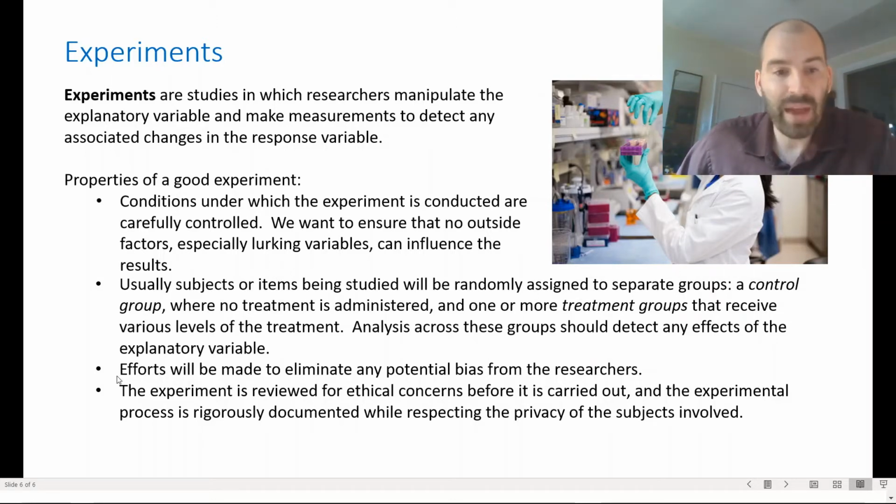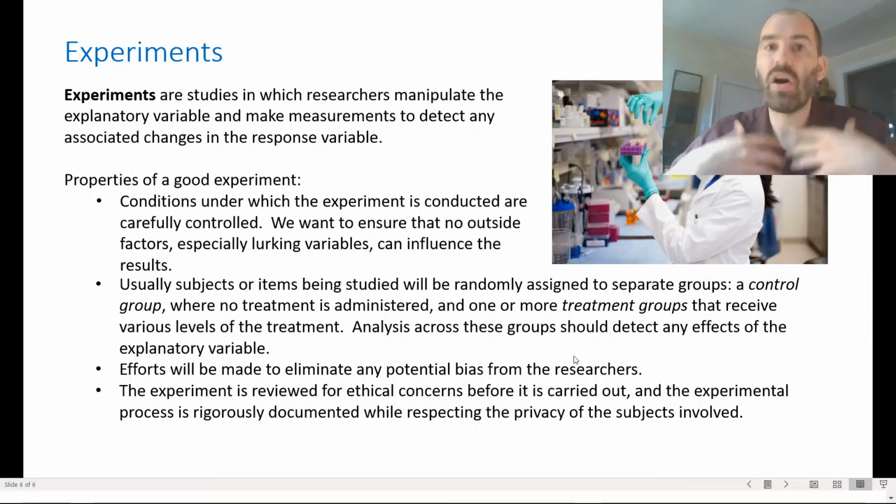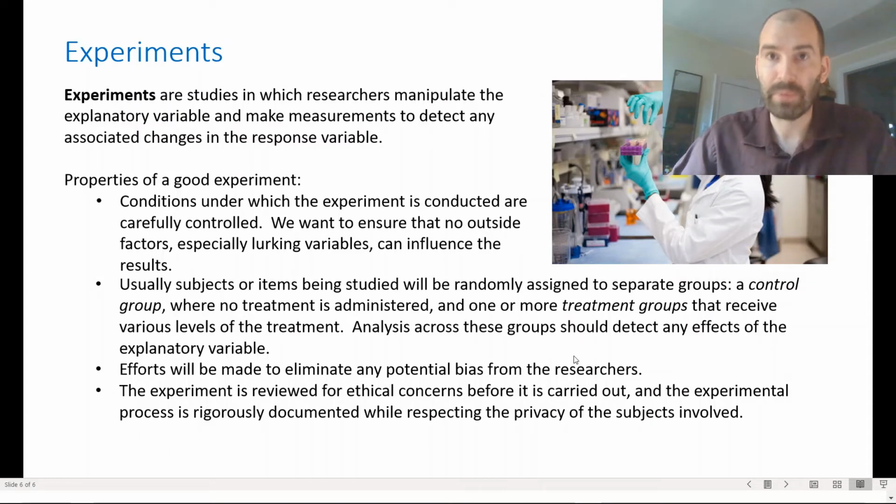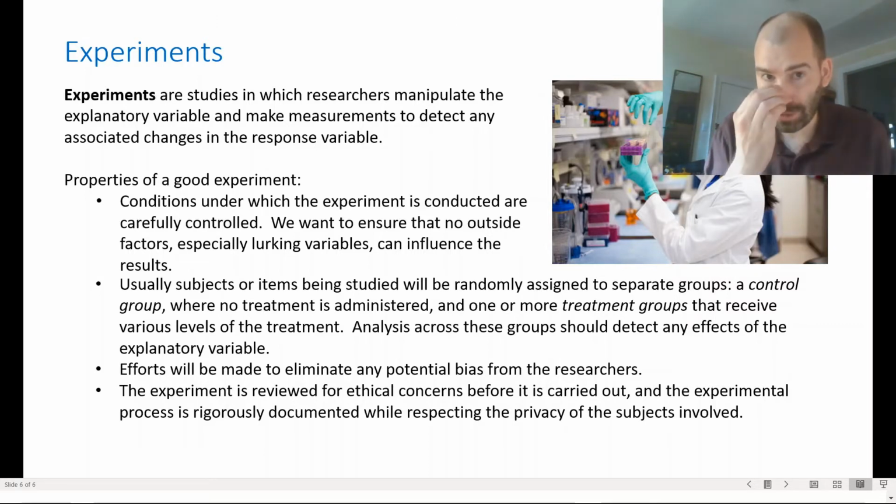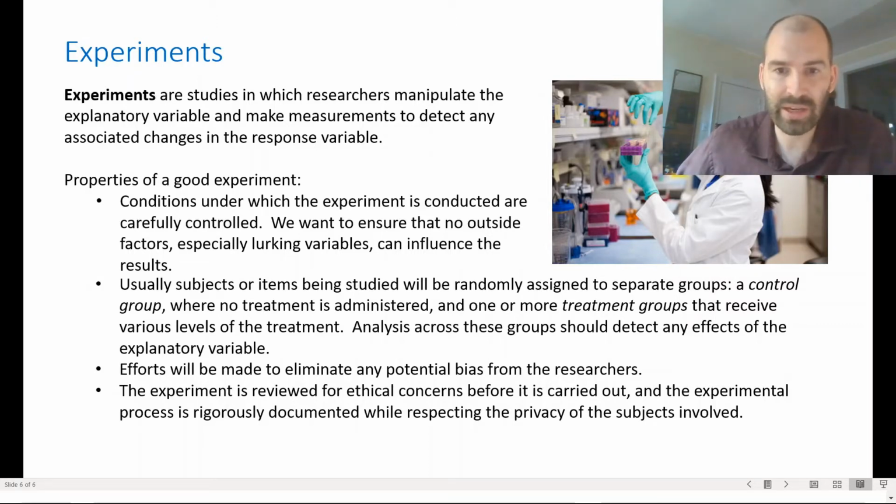The next step, efforts will be made to eliminate any potential bias from the researchers. All right, so the researchers may cause bias in the experiment. We talked about this in a previous video, and we talked about how hard it is to avoid causing bias. And so we can try to take steps to eliminate that bias, to prevent it from happening. Do things to try to make it so no bias can influence the results.